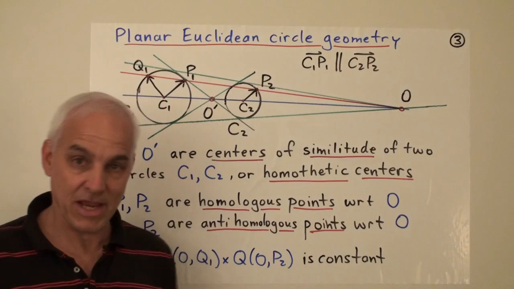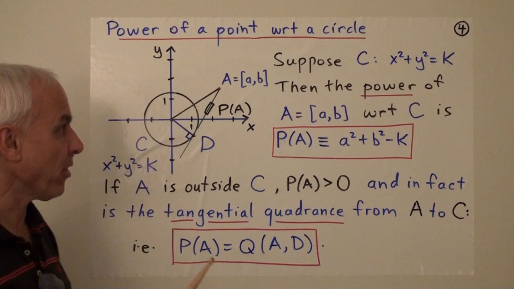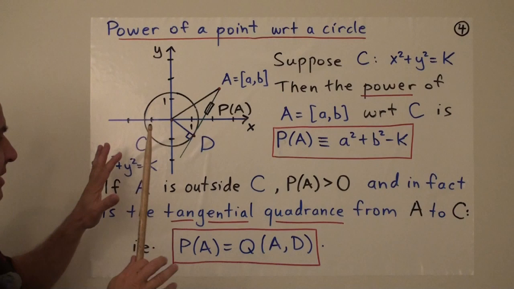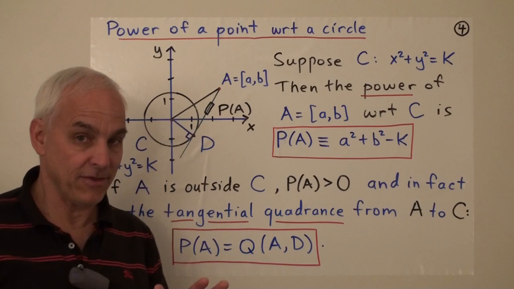Okay, time to introduce the important idea of the power of a point with respect to a circle. The power of a point. That's a number associated to a point and with respect to a circle. So to make things a little bit easier in terms of coordinates, let's suppose that our circle is one that's centered at the origin. So it has equation x squared plus y squared equals k. We're in the Euclidean setting here. So here it is right here.